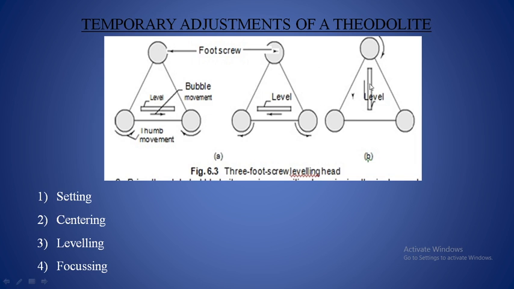This operation must be done until the bubble remains at the center whenever you revolve the telescope in any direction. So this completes the first part of theodolite surveying.